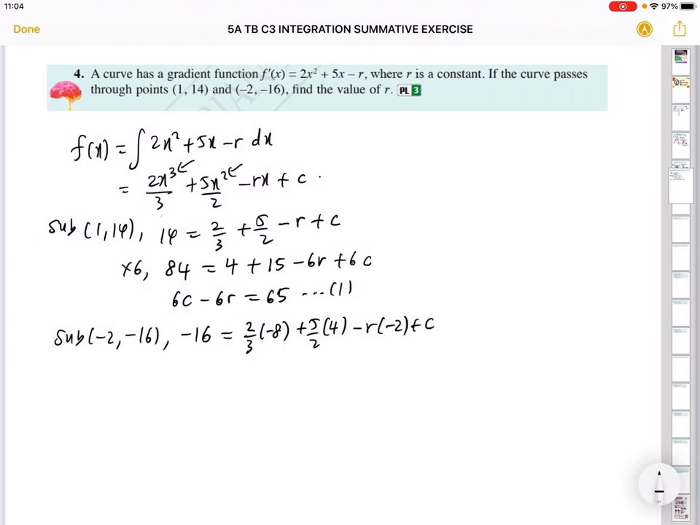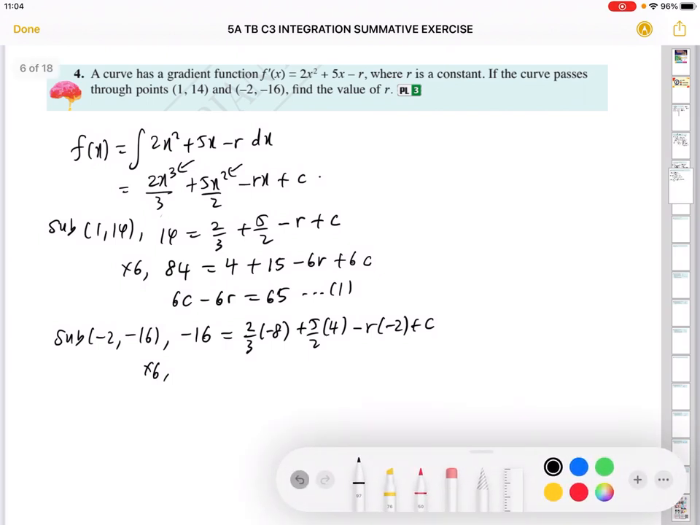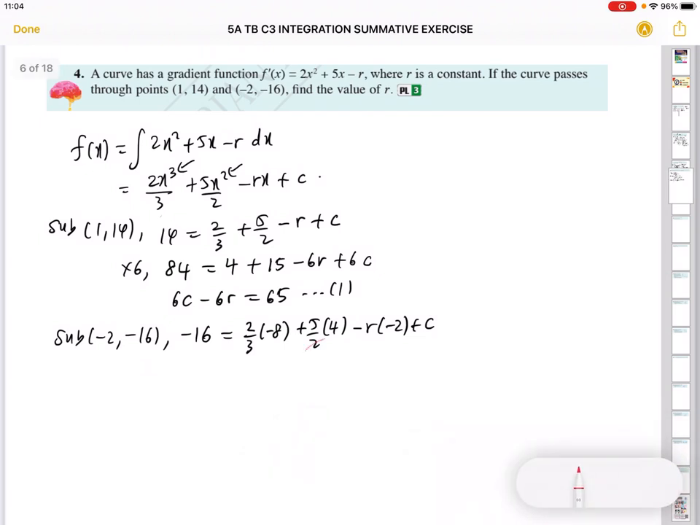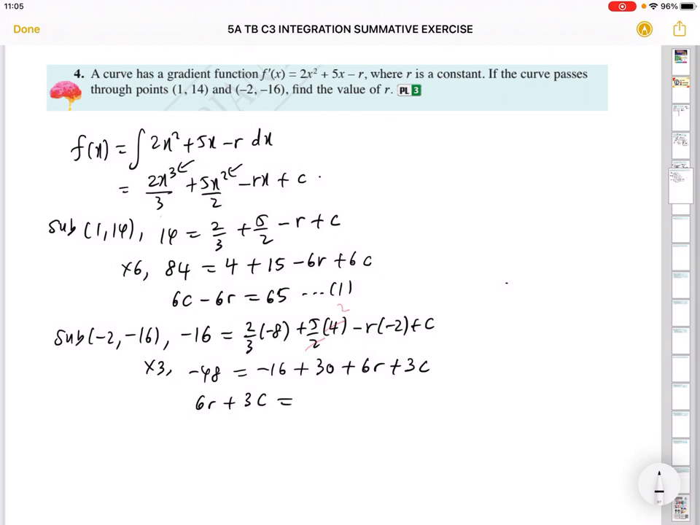Again, I don't like fractions. We can multiply by 6. Should I multiply by 3? Multiply by 3 will do, because this one you can cancel. Left with 2. So I don't multiply by 6, multiply by 3 will do. So this is negative 48, negative 16, 10 times 3 is 30. And this will be 6r and 3c. Okay, so let's rearrange it. Alright, so 6r plus 3c, this will be 14, bring over, negative 62.